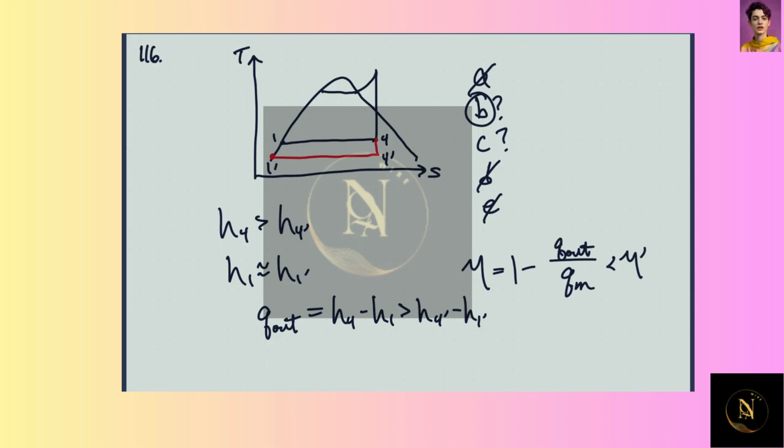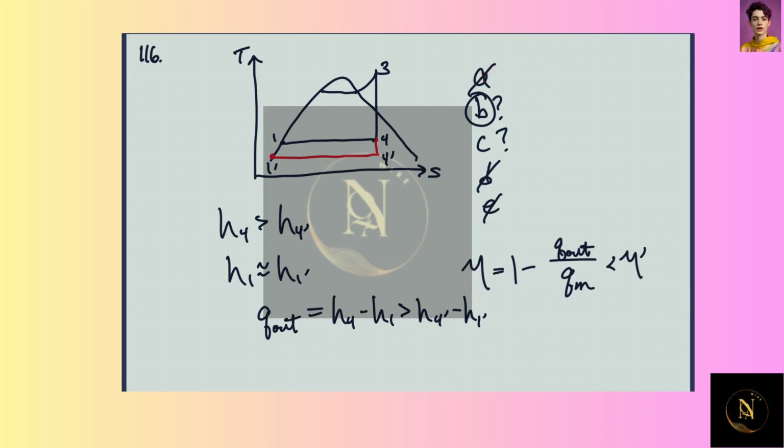So we're asked about the net work. The turbine work output will decrease. Well, that would be H3 minus H4. So if H4 goes down, then H3 minus H4 is going to go up. So A is not correct.